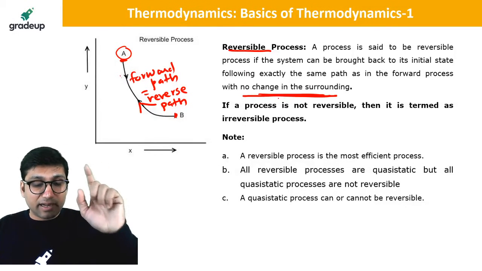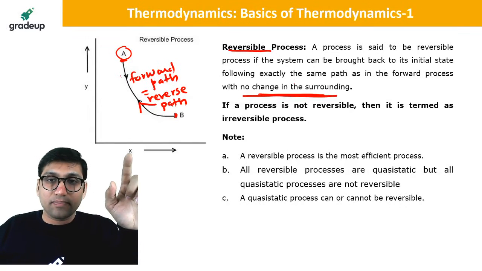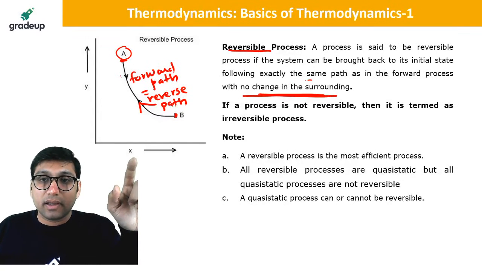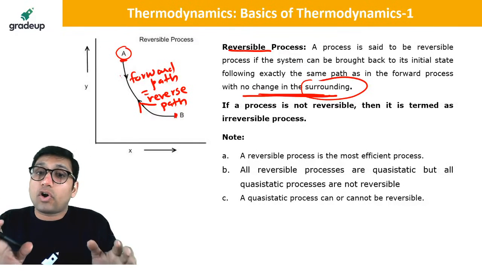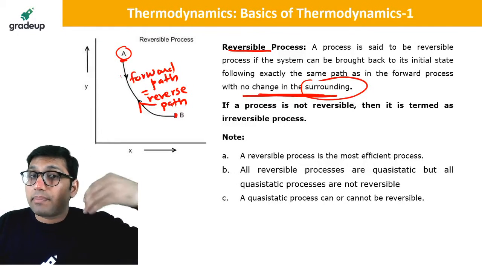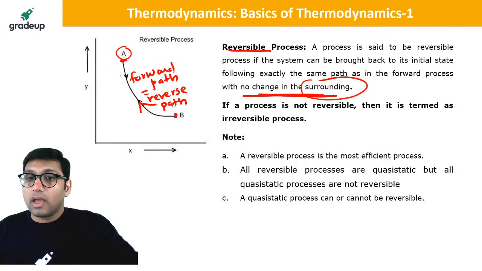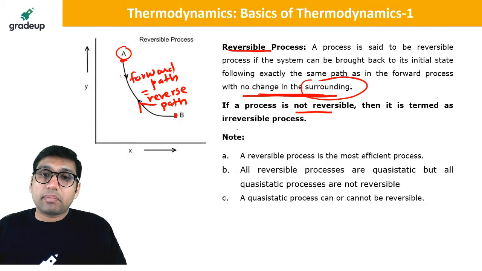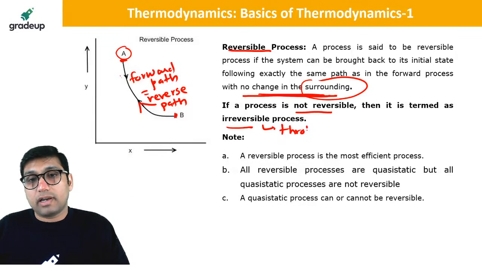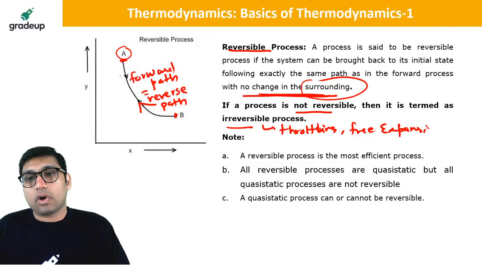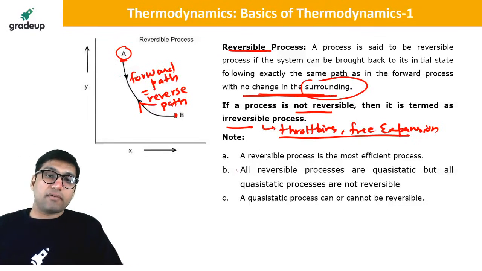The condition is that there should be no change in the surrounding conditions. When you are executing a reversible process, the surrounding condition should not get affected by this reversible process. If a process is not reversible, it will be called an irreversible process. For example, throttling and free expansion all come under irreversible process.